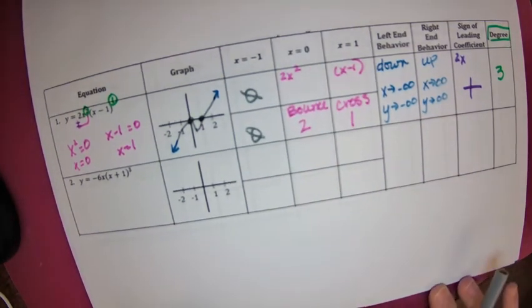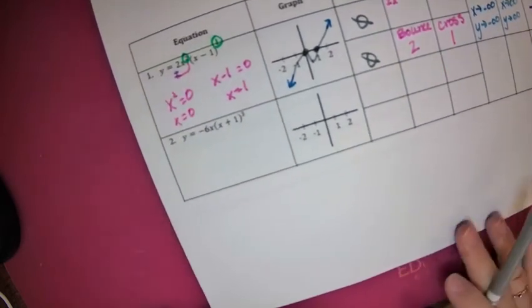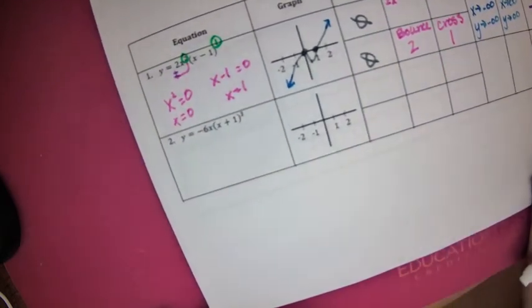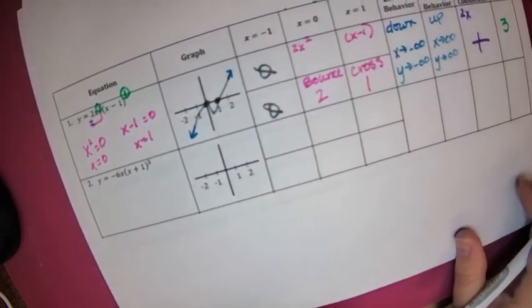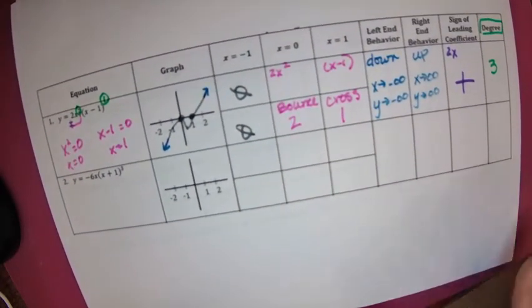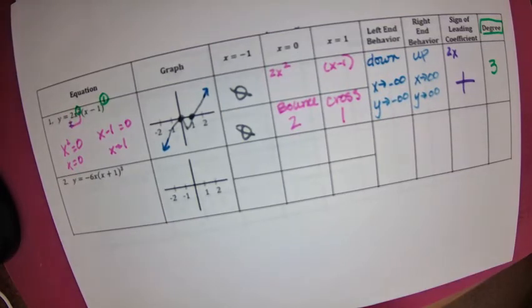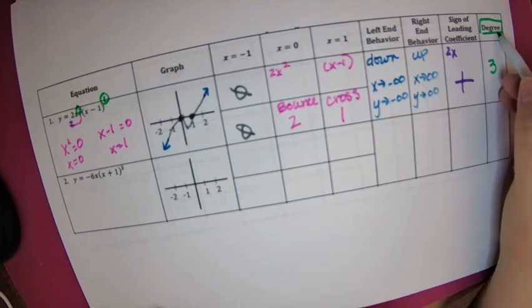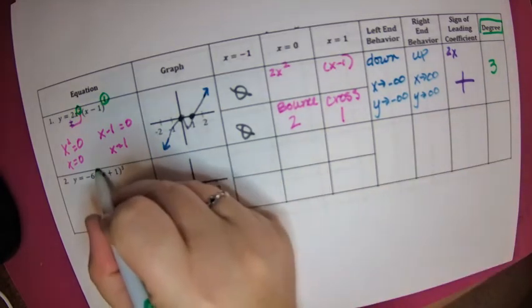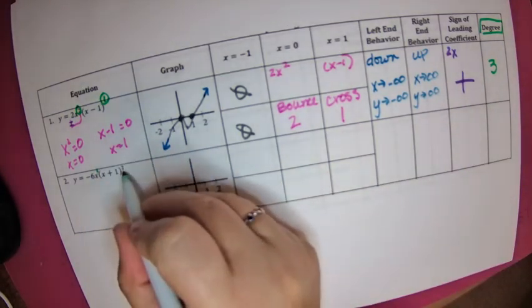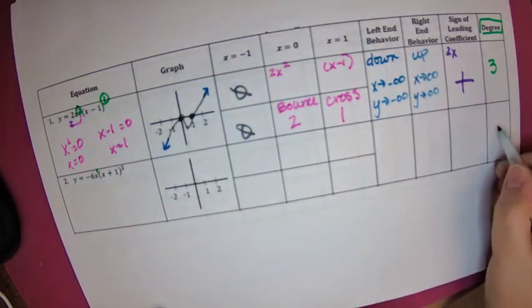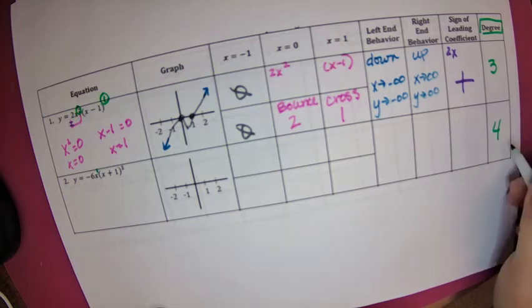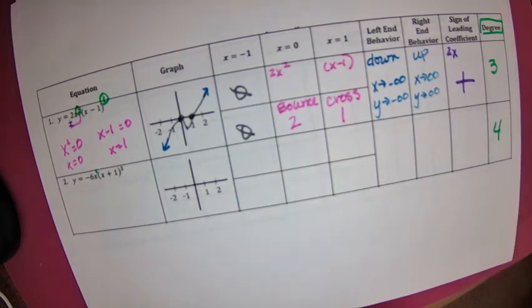So number 2, here's my equation, y equals -6, parentheses, x plus 1 to the third. So now we're going to walk through all of the parts. Again, I like to start off at the end. I want to know the degree. So x happens once. This group happens 3 times. 1 and 3 get me 4. So my degree is 4.